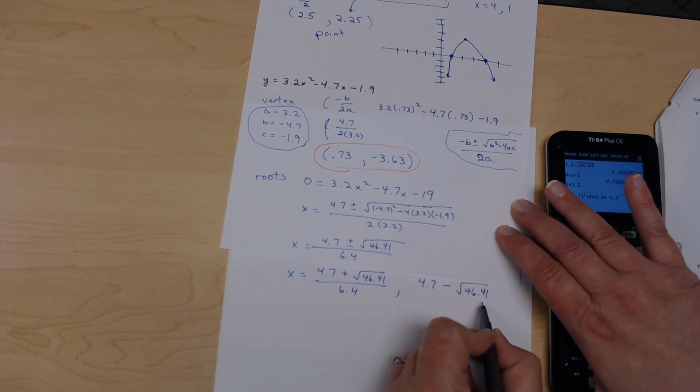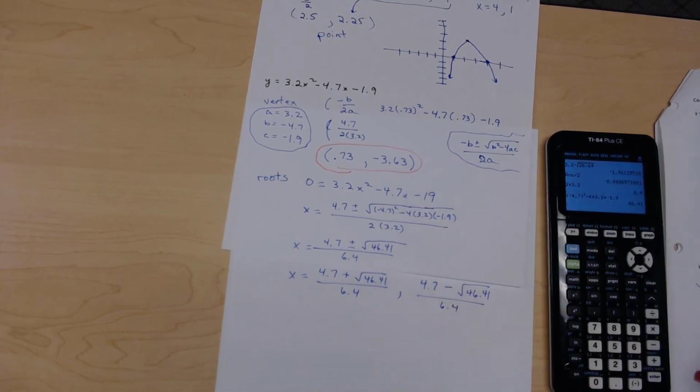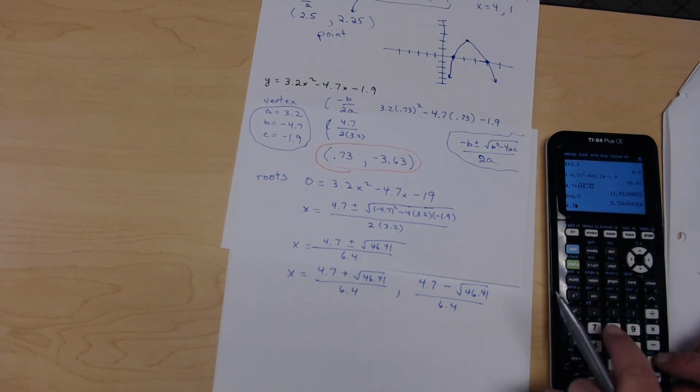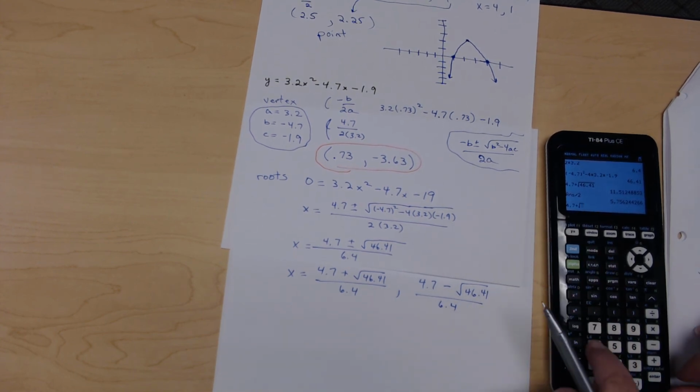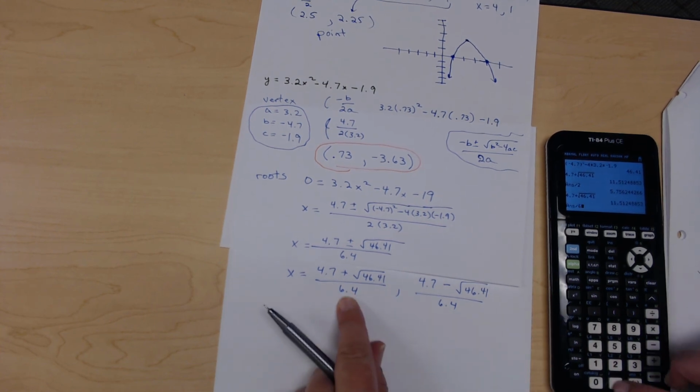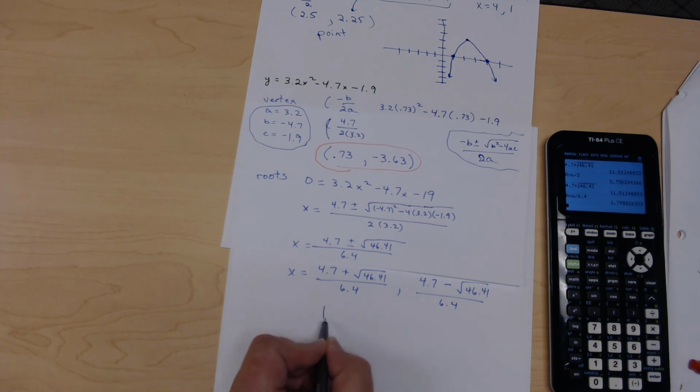We're going to just type it in. We're going to get decimal answers. So 4.7 plus the square root of 46.41. I hit enter first and then divide by 2. Oh, not divide by 2. What am I saying? Divide by 6.4. Let's try it again. 4.7 plus the square root of 46.41, enter, and then I have to divide by 6.4. So that gives me 1 point, we could just round to 1.8.